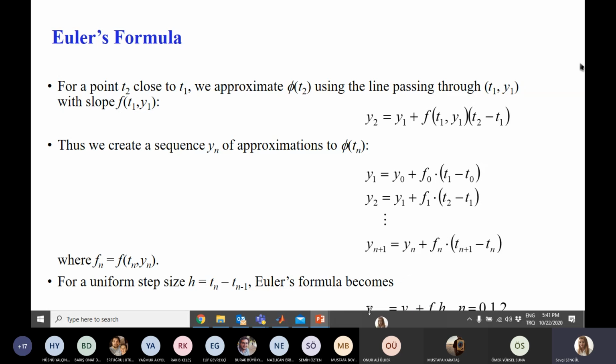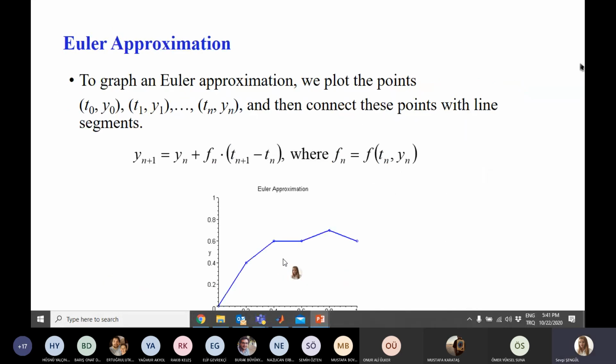Okay, and this is y(n+1) equals yn plus f times h. h is the step size. And we take a uniform step size most of the time. If it is not uniform, we call it something else, not Euler. I know maybe it's not clear, but on an example, it will be clear.